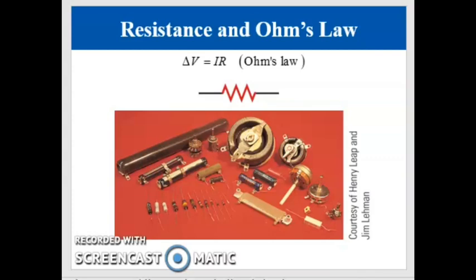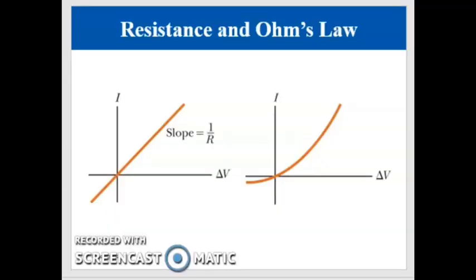A resistor is a conductor that provides a specified resistance in electric circuits. Ohm's law is an empirical relationship and is only valid for certain materials. Materials that obey Ohm's law, which means they have a constant resistance over a wide range of voltages, are said to be ohmic. Materials having resistance that changes with voltage or current are non-ohmic.